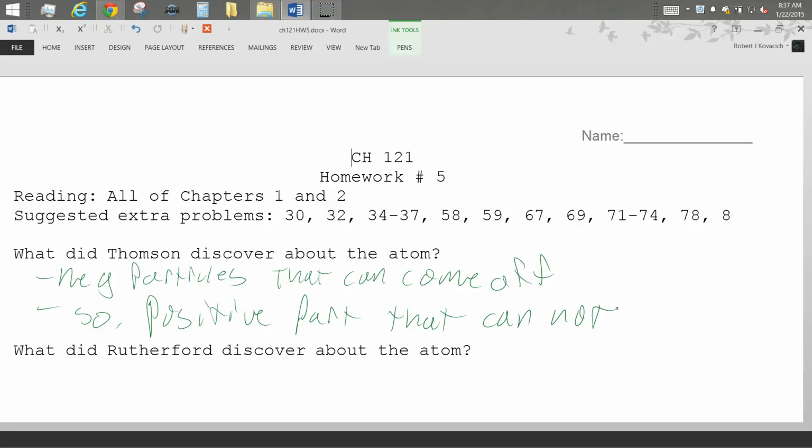Nothing about nucleus or any of that stuff, just that there's things that are positive and things that are negative, and the negative thing can come off of the atom. All that stuff about the plum pudding, that turned out not to be true. But the things that were true is what we have here.